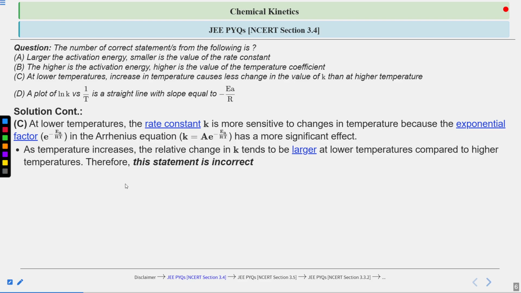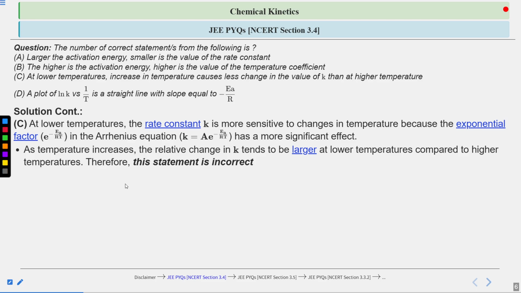So if you change the temperature, if you know that the temperature is already in the lower state, 2 degree, 3 degree, 0 degree, and you increase the temperature slowly, then the relative change in the rate constant tends to be larger, because the temperature is going to affect the value of the rate constant so much since it is already low. When you start to increase the temperature, the effect on the rate constant is going to be larger, right?